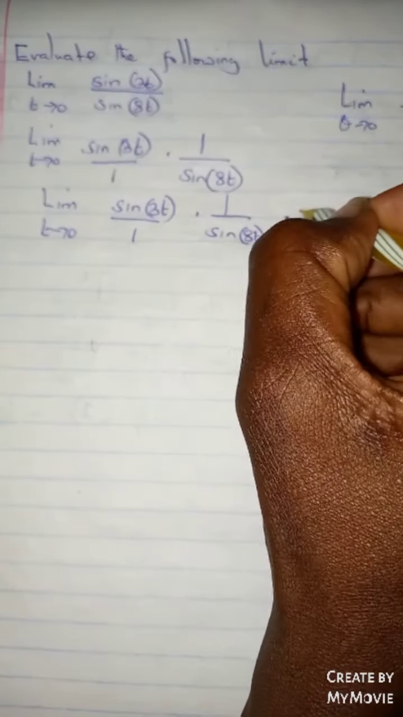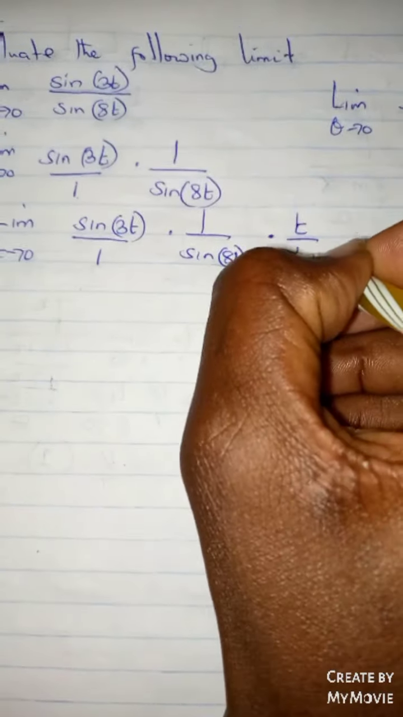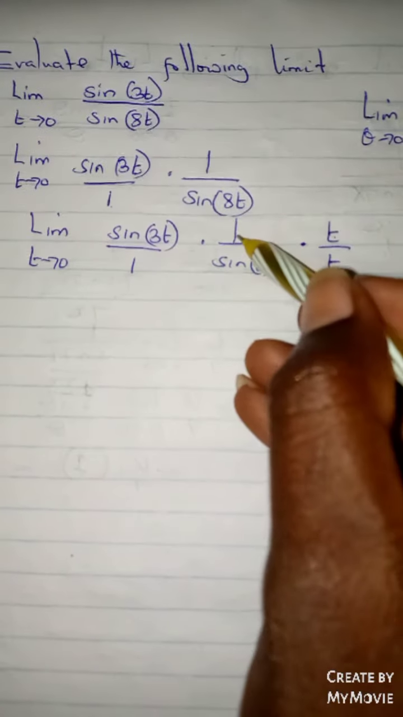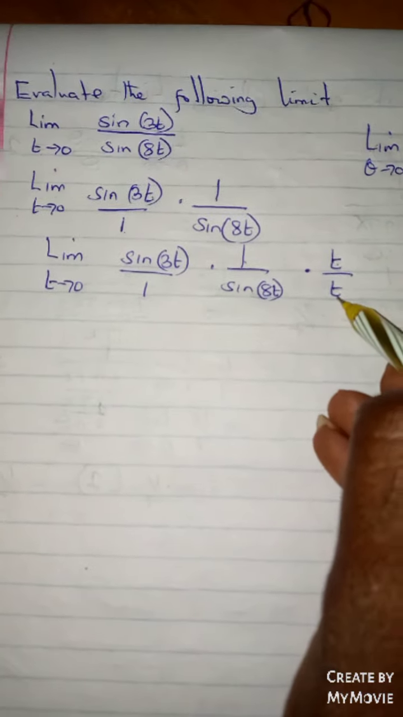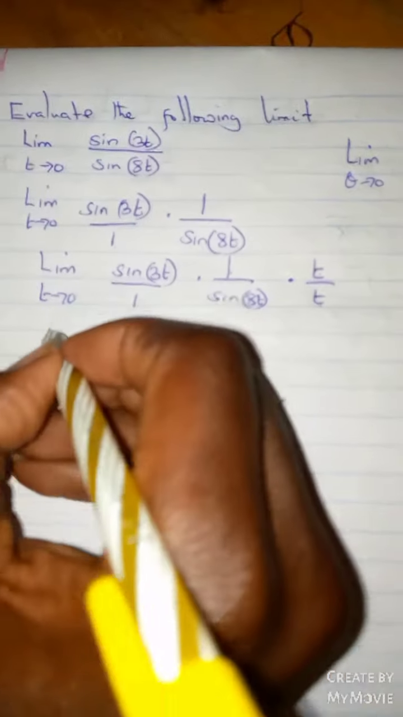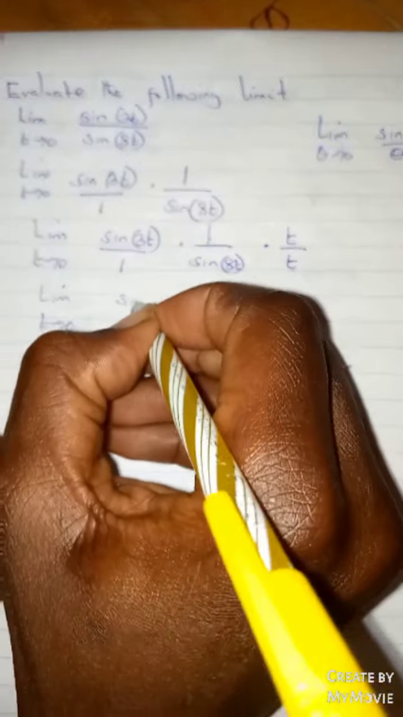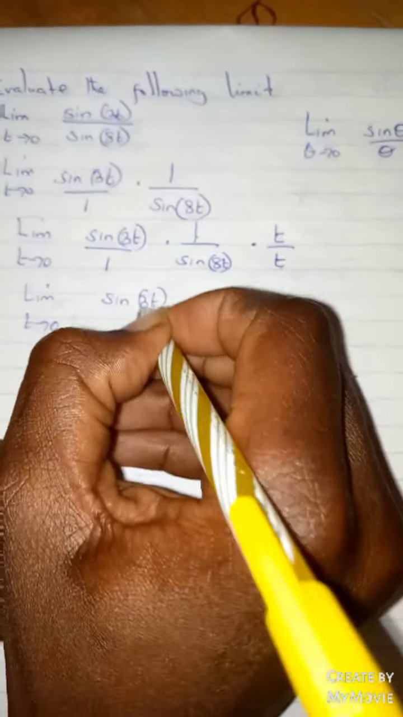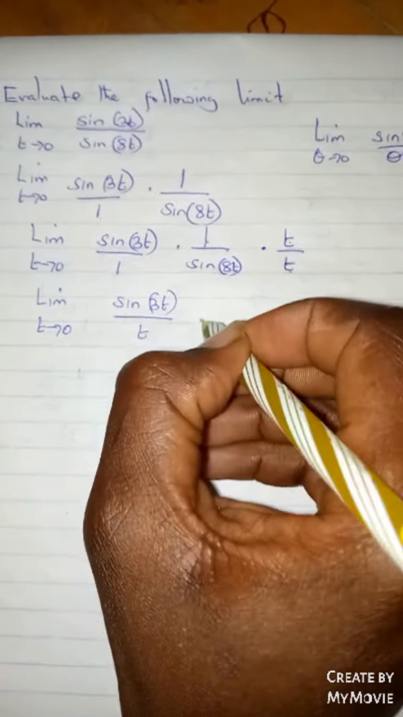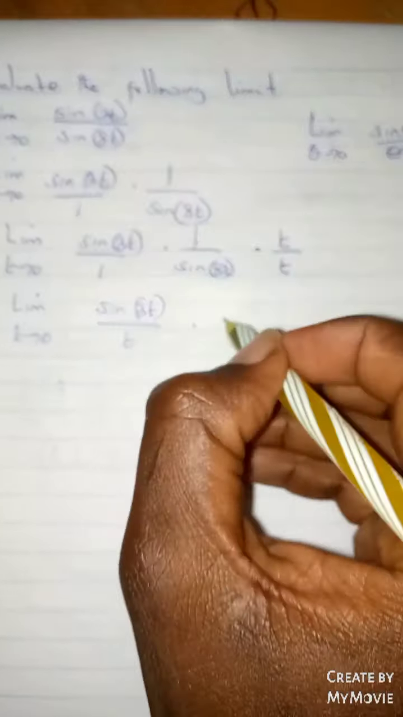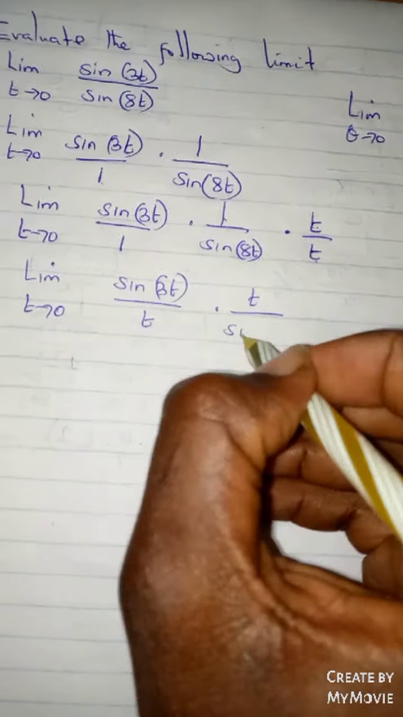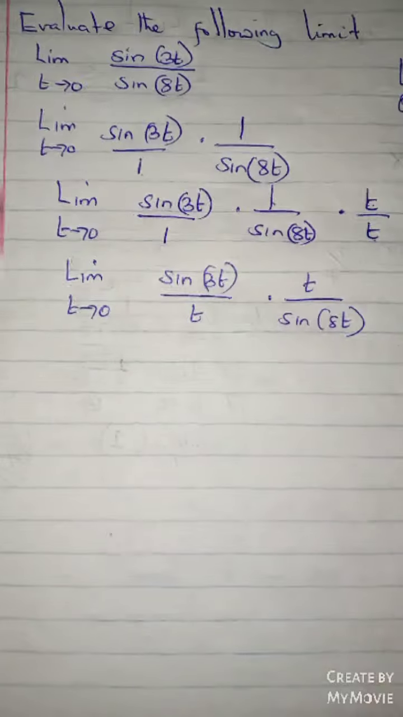Alright, introducing a t, we just take a t over a t, which is the same as a 1, right? The first t, I take it here, then the one that is in the denominator, I bring it here, so that the limit as t approaches 0 will be left as the sine of 3t over t, and then we multiply by this one, I bring it here, it will be t over sine 8t. Alright, this is just the same thing.